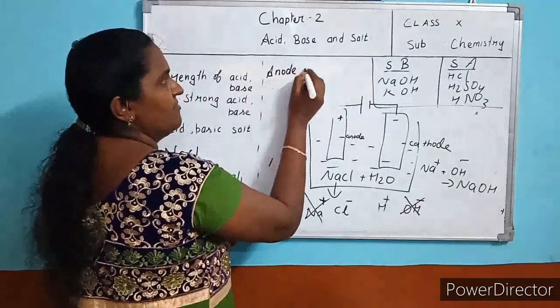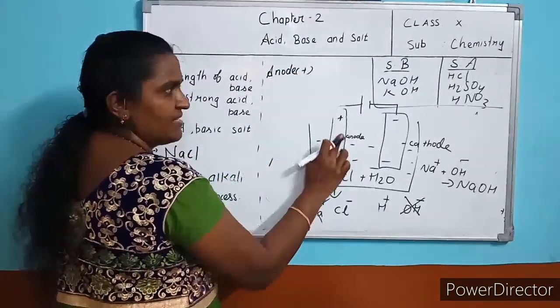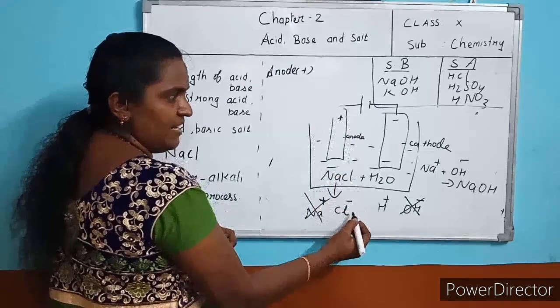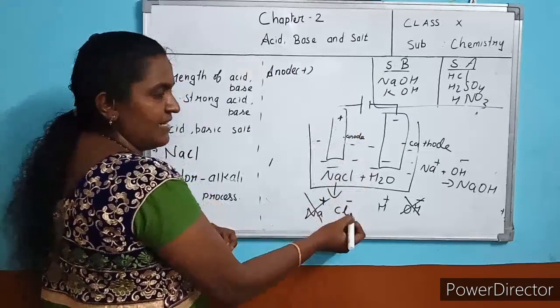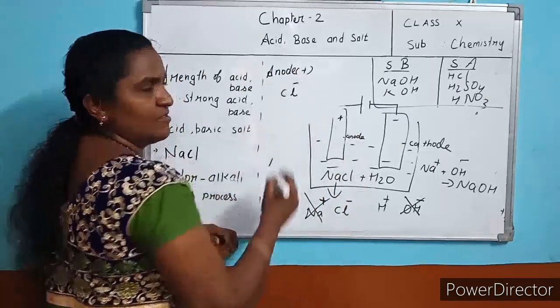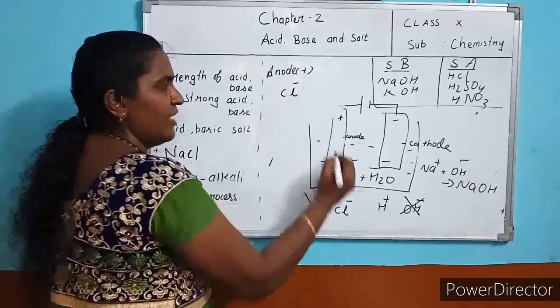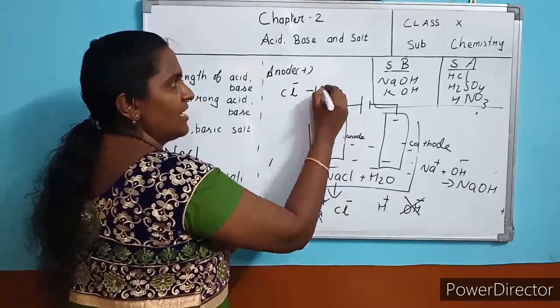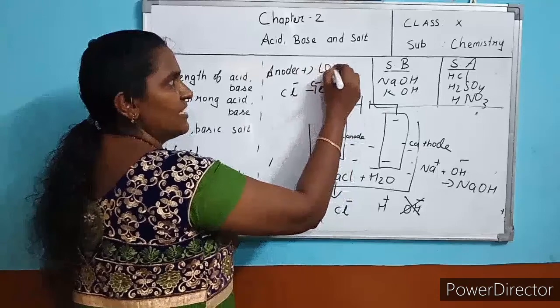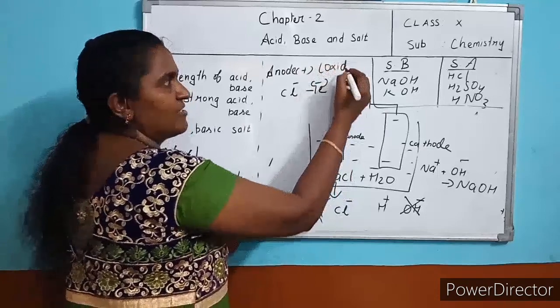Anode is the plus rod. To the plus rod, which ion migrates? Negative ion, minus ion. What do they do? They donate an electron, give one electron. That means oxidation. Giving electron is called oxidation.